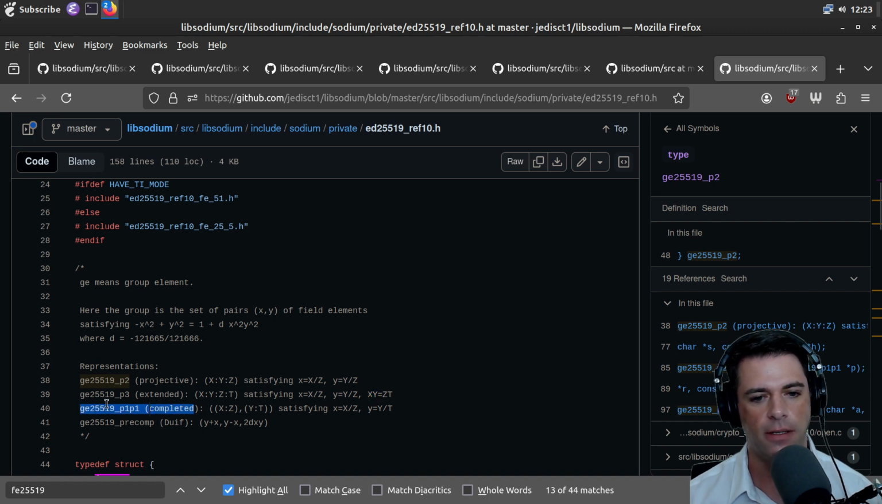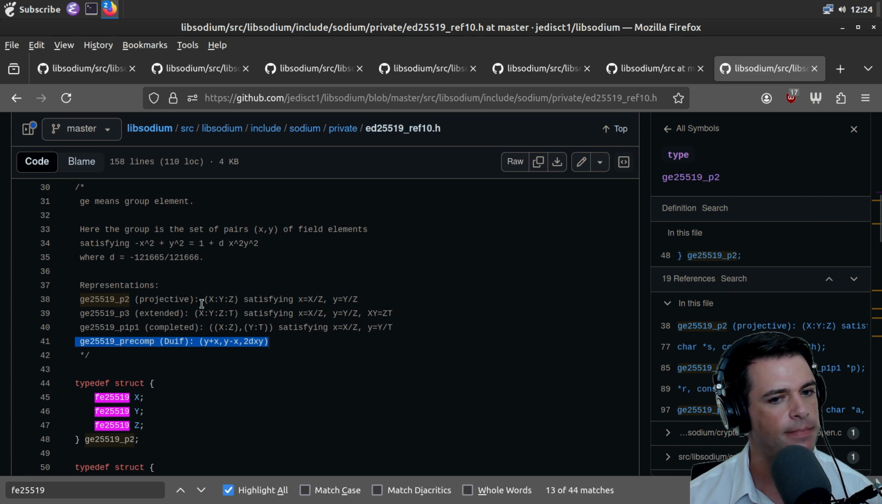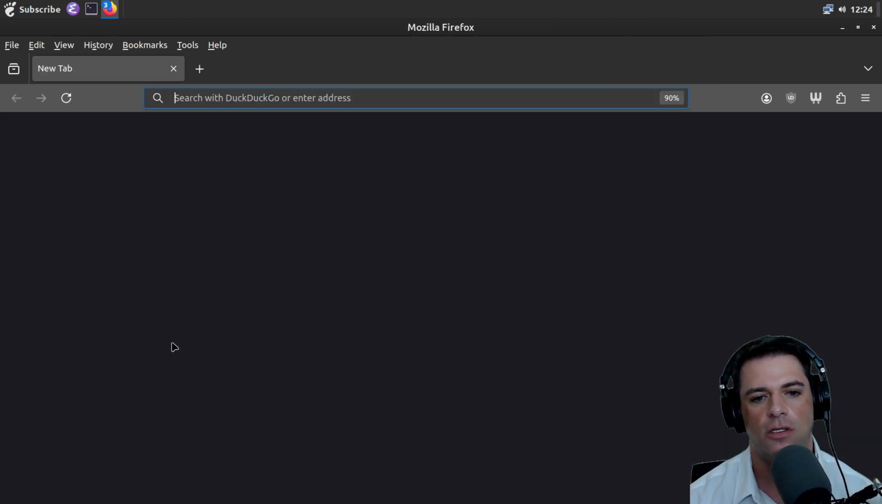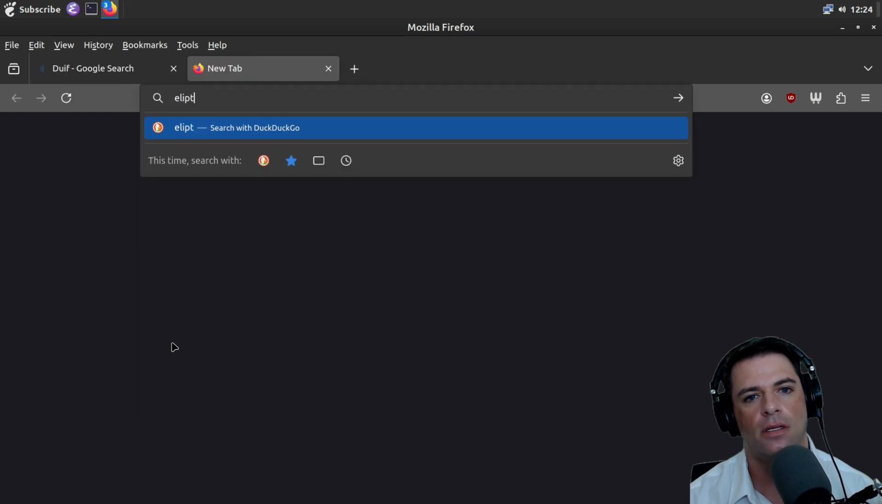Then we have a completed. I don't know what it means by completed, but we have x, z, y, t satisfying x is X over z, y is Y over T. This might be some sort of compaction or like topological completion. And then we have Duif pre-comp. And the coordinates are x plus z, y minus z, and 2dxy. Let's see if we can find Duif in elliptic curve completion.